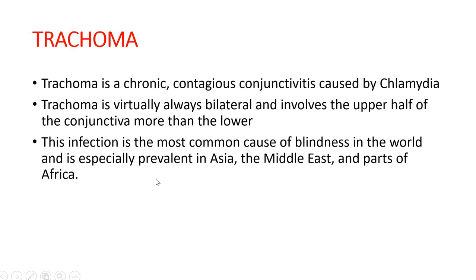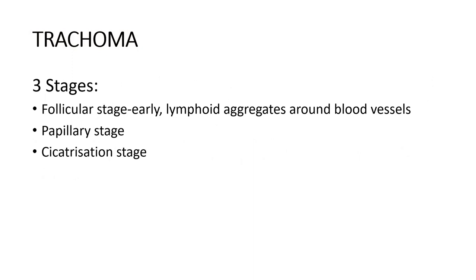Okay, so it comes as a conjunctivitis, and you can go on to blindness. So it has to be detected earlier and treated earlier, and complete treatment is available. So it is one of the causes of preventable blindness. So that is trachoma, and it has three stages: follicular stage, papillary stage, and cicatrization stage. I'm not going to get into detail about the stages.